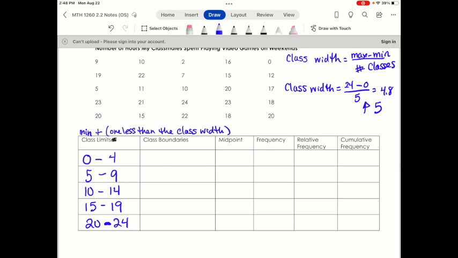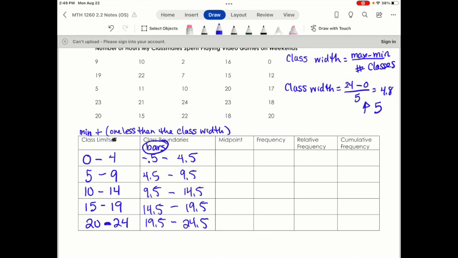All right, now for our class boundaries, remember we want to go a half to the left of the minimum value and a half to the right of the highest value, and we close the gap that way. So for our class boundaries, we're going to have negative 0.5 to 4.5. Then we're going to have 4.5 to 9.5. Then 9.5 to 14.5. 14.5 to 19.5, and then 19.5 to 24.5, and that closes our gaps. So this is what we're going to use for the bars of the histogram.